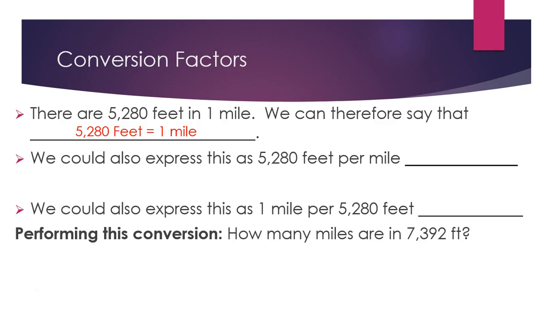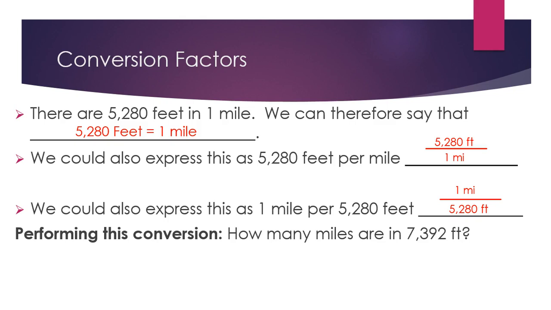Right, so we can take that equality and turn it into a fraction. So we could say that the fraction would be 5,280 feet per mile. And it would look like this, 5,280 feet over 1 mile. We could also turn that fraction around and say that we have 1 mile per every 5,280 feet. And if we did that, the fraction would look like this. So let's see how we use this conversion factor.